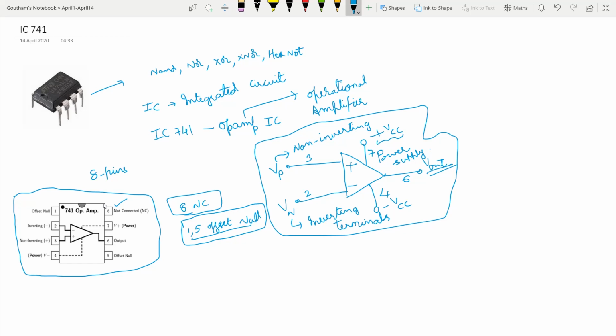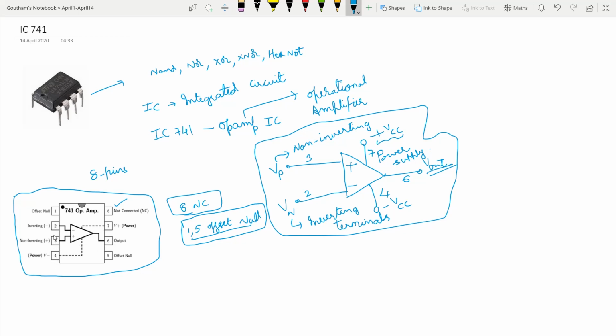It is very important to remember. One common mistake students usually make in the labs, in the practical sessions, is that they mess these two up. They give the positive power supply to the negative pin and the negative to the positive. That burns the IC, so proper care needs to be taken.